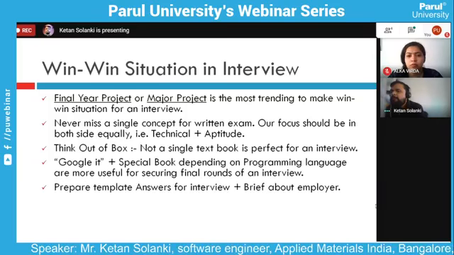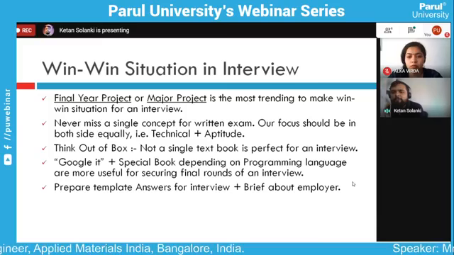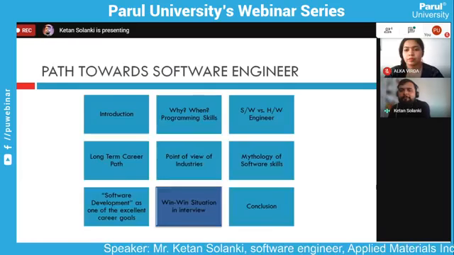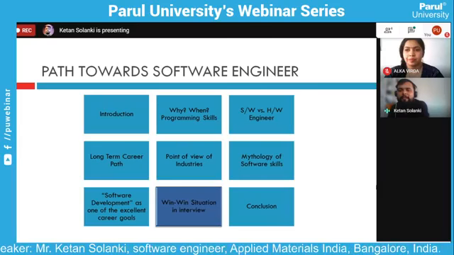Then the second is we should prepare some template answers for the interview, and some brief about our employer, which company we are applying to. We should know the brief about that company, where it originated from, and what the functionality of that industry is. So this is all about how we make a win-win situation in an interview, to pass the gateways and get the key of that gate to enter the industry.